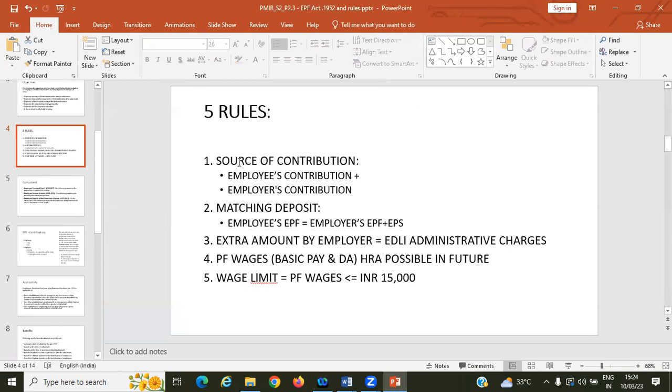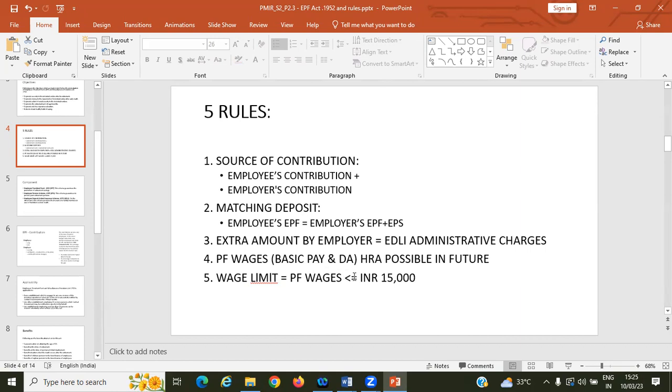this rule is something I can't say to remember. There is the source of contribution. Who are contributing to this deposit? Employees and employer. The extra amount is that insurance contribution, and the pension contribution is coming from the employer, not from the employee. Whatever 12% the employee is giving goes directly to the EPF, Provident Fund.